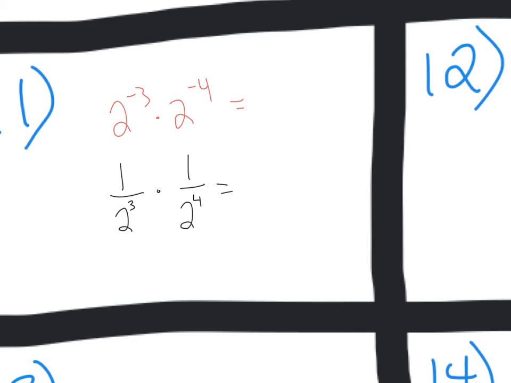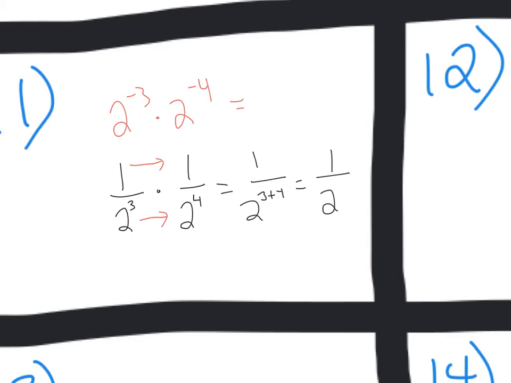Okay, we can multiply our fractions straight across the top. 1 times 1 would give us 1. And then we can multiply straight across the bottom. 2 to the power 3 times 2 to the power 4. Well, we know when we multiply with the same base, we just add our exponents. Okay, which is equal to 1 over 2 to the 7th. So you could leave it like that, 1 over 2 to the 7th.